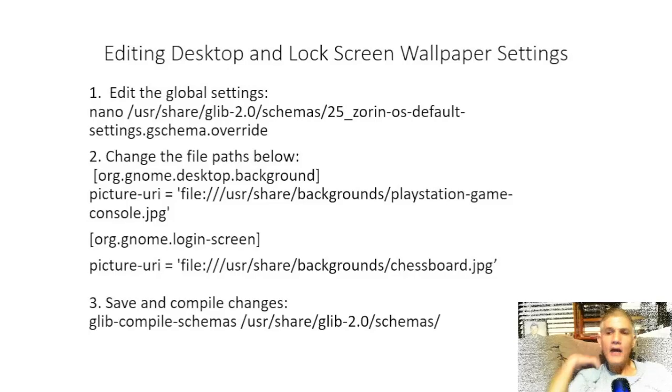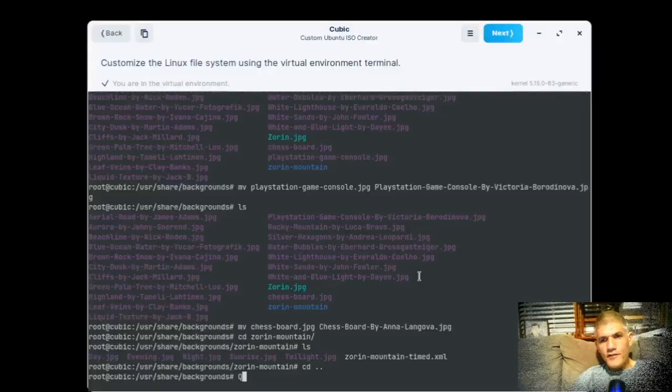Then you're going to compile that text file with the following command: glib-compile-schemas. You pass the parameter where the file is stored, /usr/share/glib-2.0/schemas/ followed by a trailing slash. And you're going to see all this in the screen recording that follows in just a second. Alright, now we're going to change our background using the command that we just saw on the previous slide.